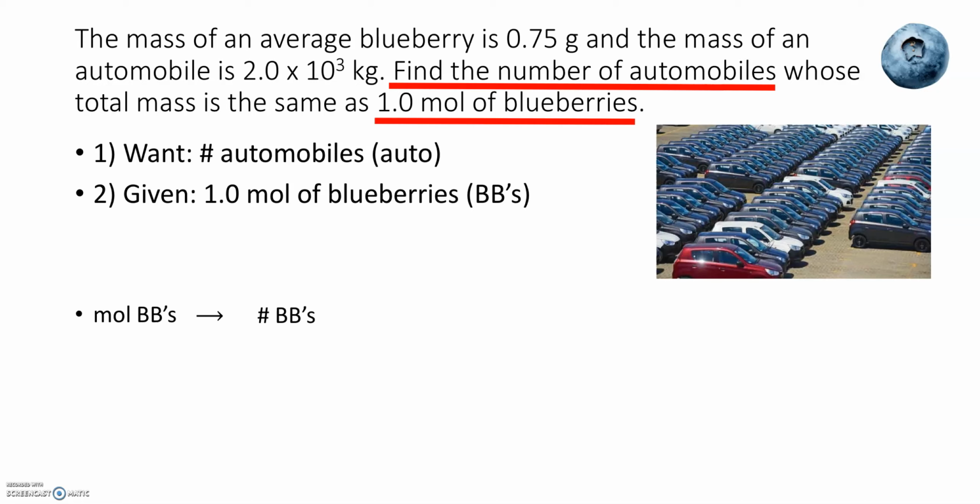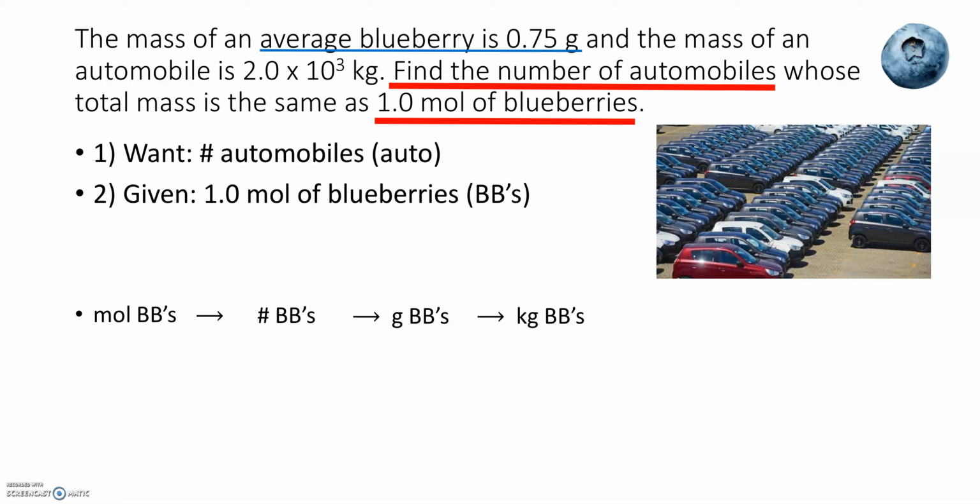Well, now that I have blueberries, how am I going to get to autos? Well, I know that there's a ratio. I can convert blueberries to grams. And the reason I can do this is the average blueberry, which is really small, is only 0.75 grams. So I can go from blueberries to grams of blueberries. And now I see that the automobile has a mass ratio in kilograms. So I can convert grams of blueberries to kilograms of blueberries. How? Well, I can use the metric system.